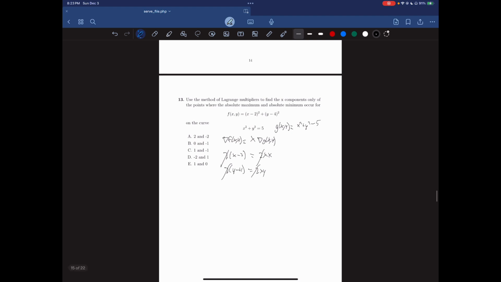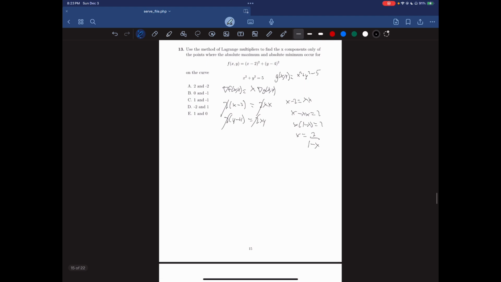So if we have x minus 2 equals lambda x, we can do x minus lambda x equals 2, x times (1 minus lambda) equals 2, and therefore x equals 2 over (1 minus lambda). And we can do the same thing for y. We're going to get y minus 4 equals lambda y, so y minus lambda y equals 4. Therefore, y equals 4 over (1 minus lambda). It's kind of the same pattern as the x's, just it's 4 instead of 2.